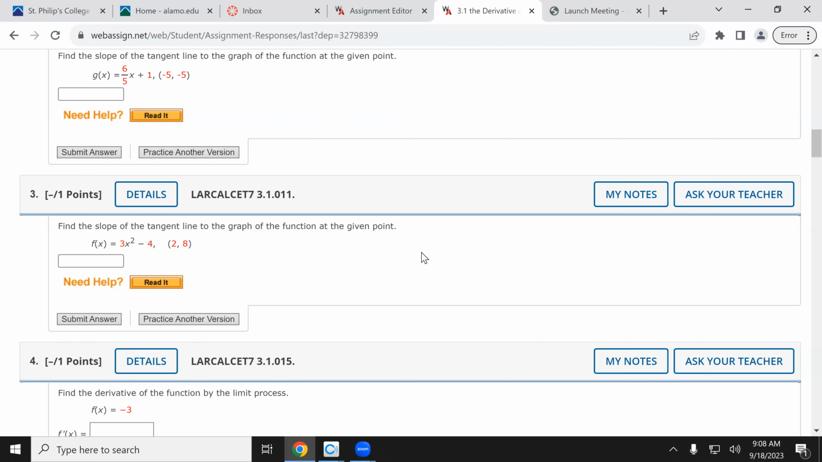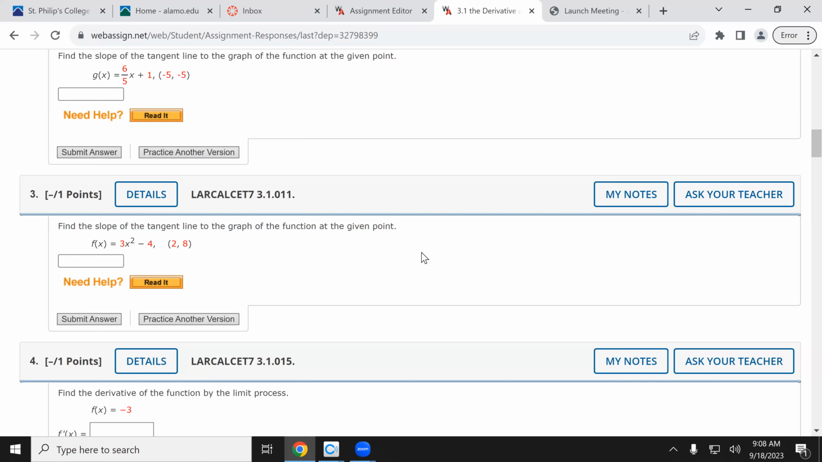Let's do example 2. Find the slope of the tangent line. So where is the tangent line? They already give you the equation for the tangent line, which is g of x equals 6 over 5 x plus 1.